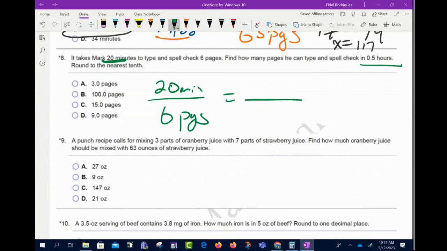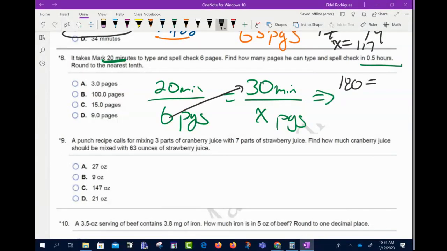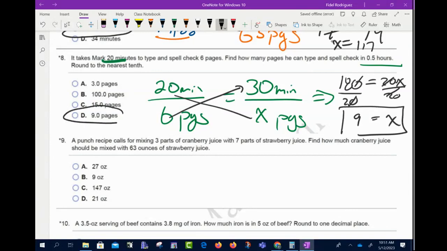So look, what is 0.5? That's half an hour, right? And half an hour would be 30 minutes. Excellent, right? So look, y'all, 30 minutes. And we want to know how many pages, so I'm going to put X pages down here, okay? Again, y'all, we're going to cross multiply. 6 times 30, that's going to give me 180. 20 times X is going to give me 20X. We'll divide everything here by 20, y'all. And 2 goes into 18, what, 9 times? And look, there's my answer, okay?